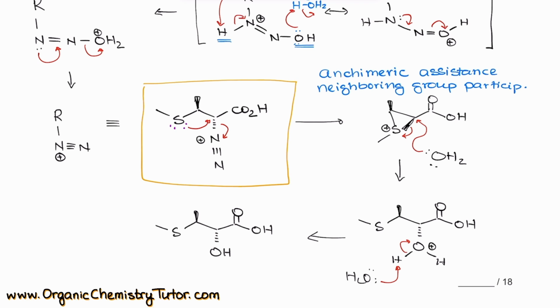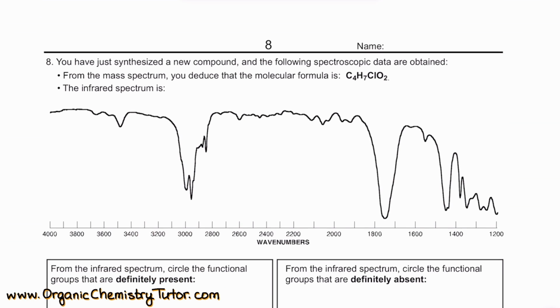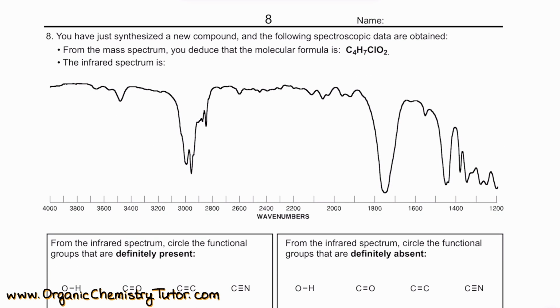So when you have a sulfur or any other large element, usually it's sulfur or phosphorus, they can potentially make three-membered ring intermediates like that and help the reaction by also messing up a little bit of your stereochemistry in the way here. Alright, so moving to the next page, oh, looks like we have some spectroscopy here.